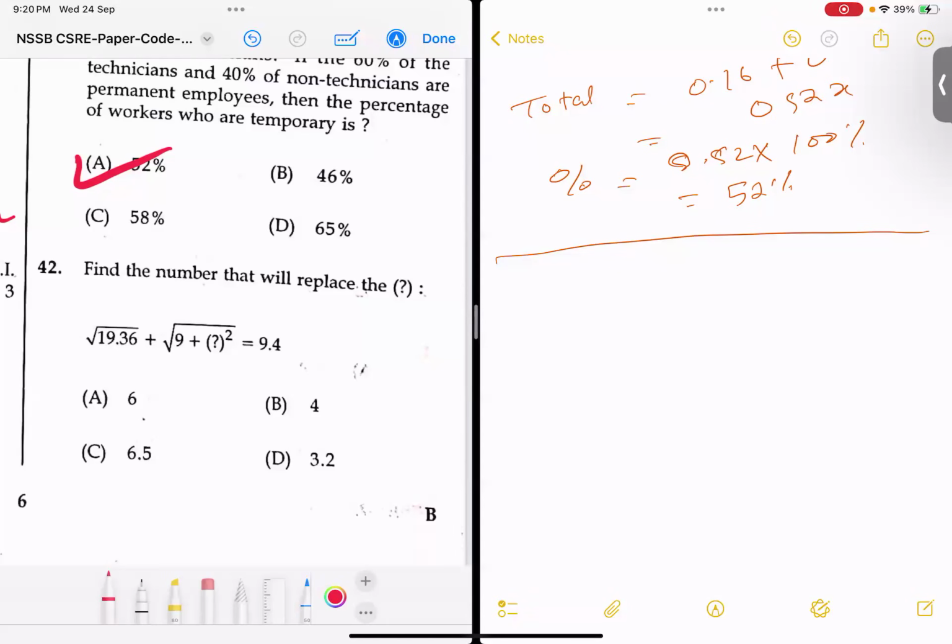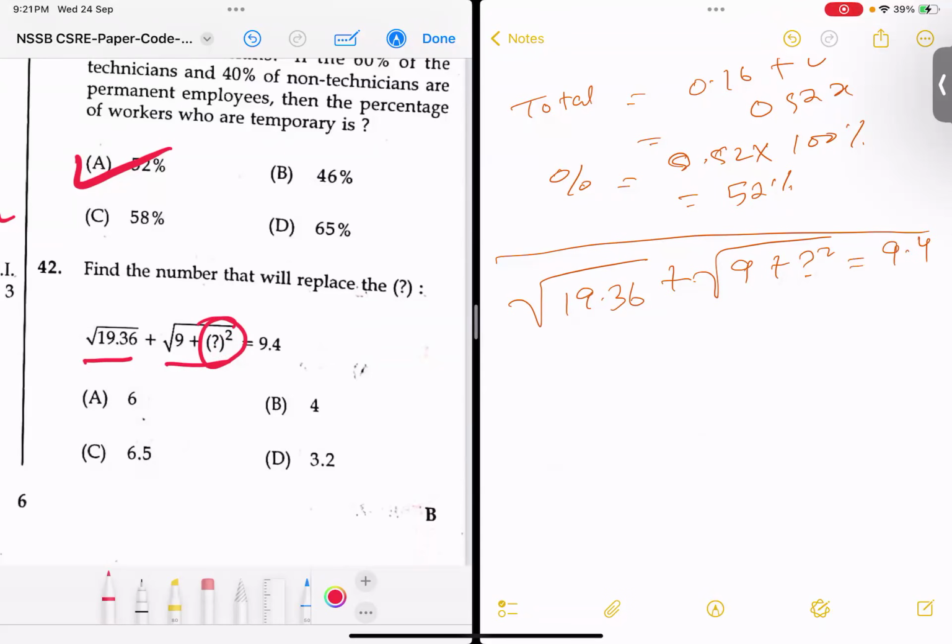Find the number that will replace the question mark. Okay, now here we have a number. It says root over 19.36 plus root over 9 plus question mark whole square is equal to 9.4. So we just have to find what this number is, right?